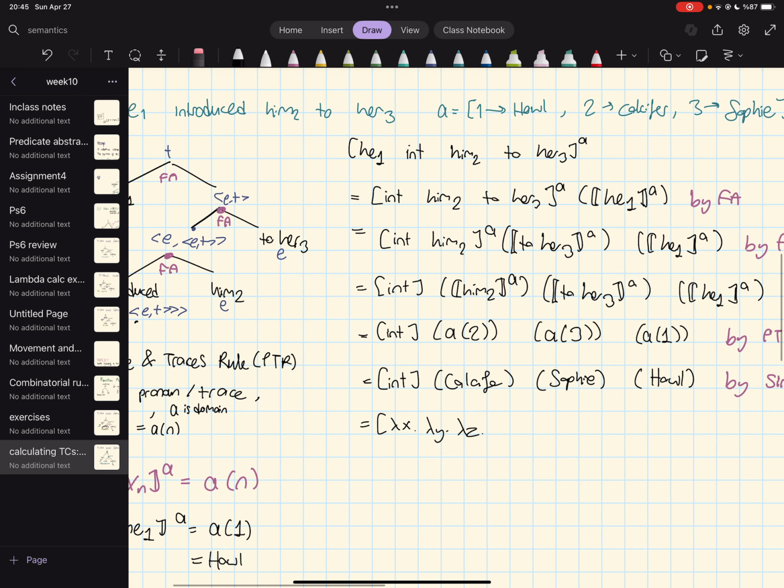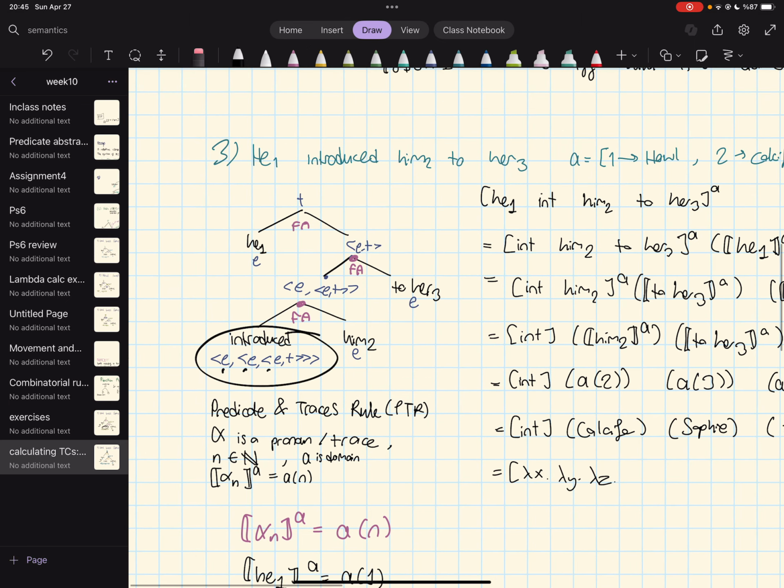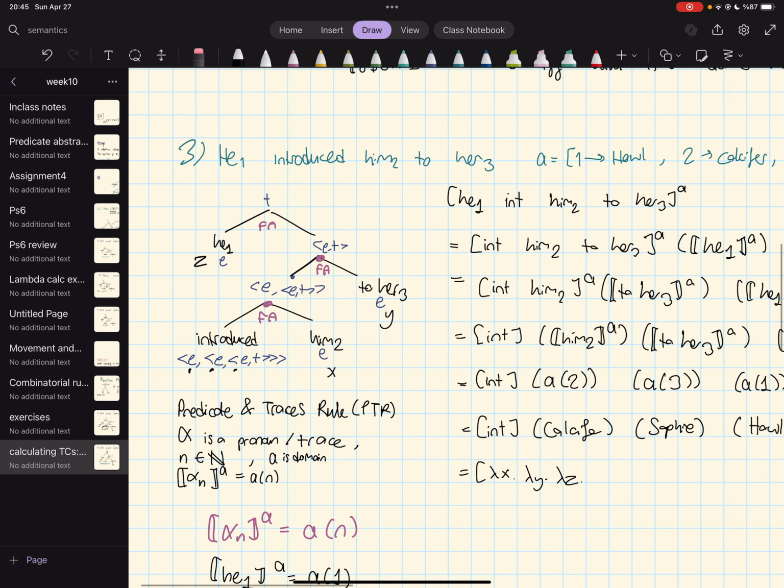So we need to say this introduced this to this, but how do I know which is which? How do I know which x is? I look at the logical form that I have and see that introduced matches up with him. So I assign x to him, and then this whole node matches up with her, is sister to her. Therefore, I'm assigning y to her, and finally z to he.